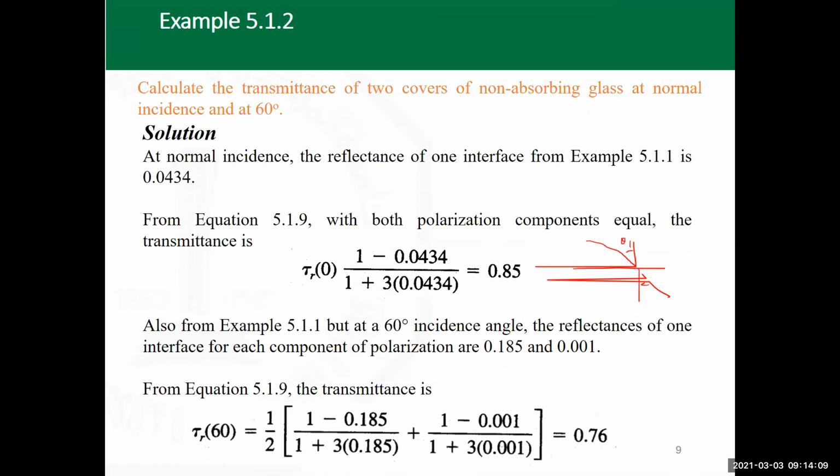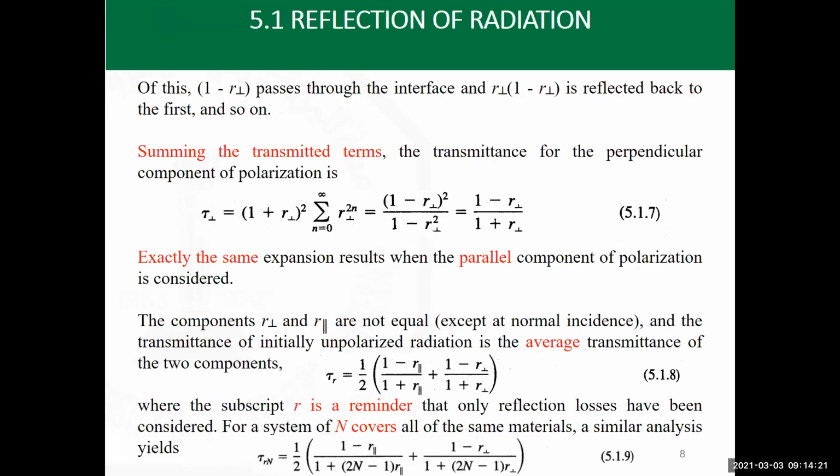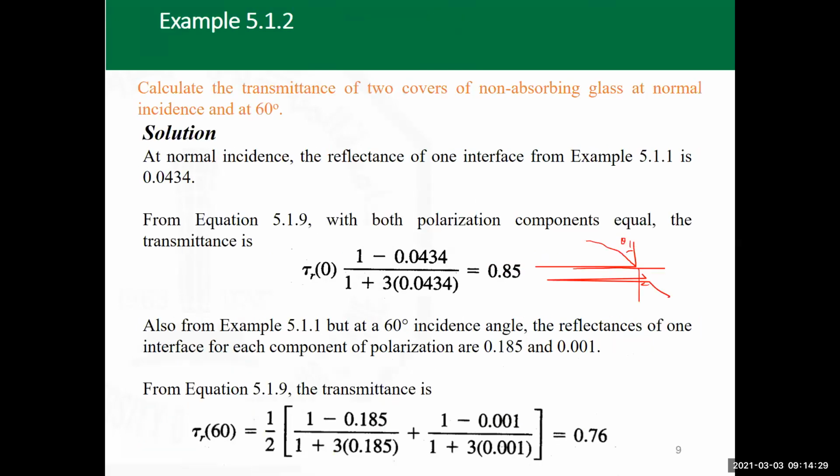So the τ_R, or the transmittance for this case, is given by 1 minus R_parallel divided by 1 plus (2n minus 1) times R_parallel, where n here is 2, since we are talking about two surfaces. So n is equal to 2, 2n is 4, minus 1 is 3, and the value is given here. From here, we can calculate the transmittance for such a case.